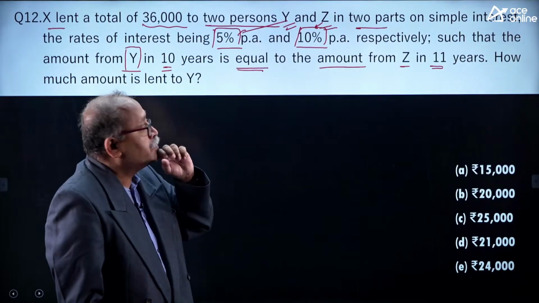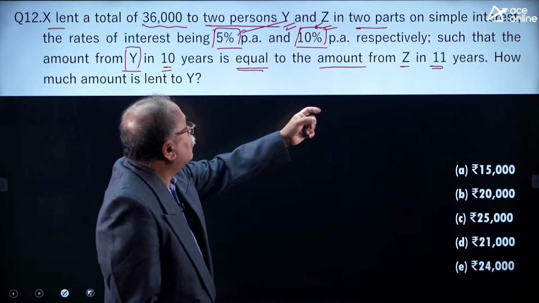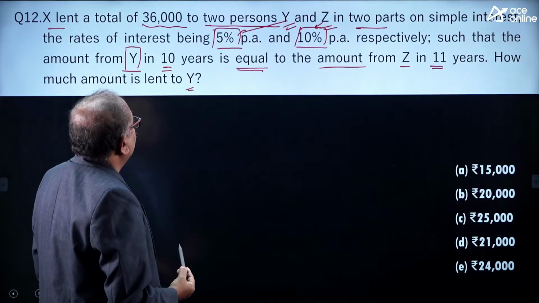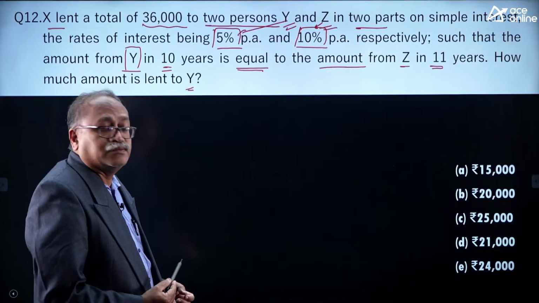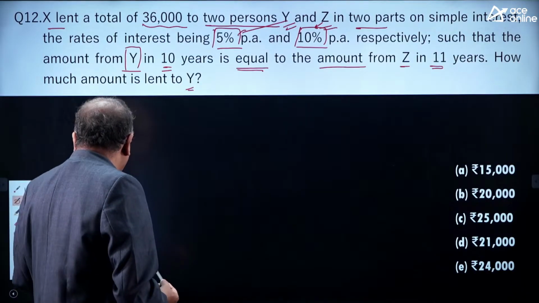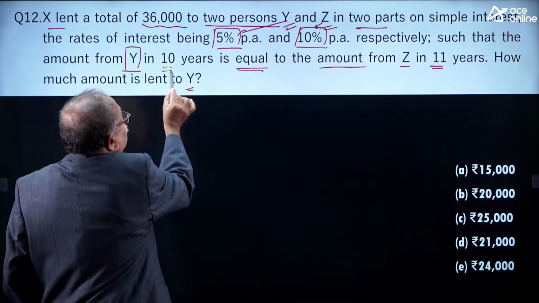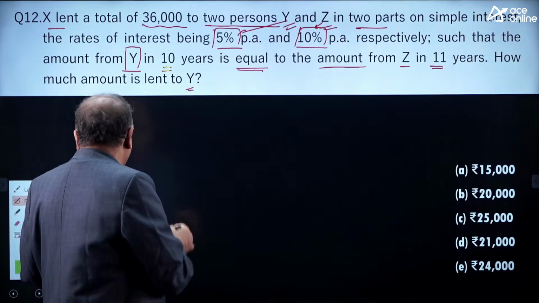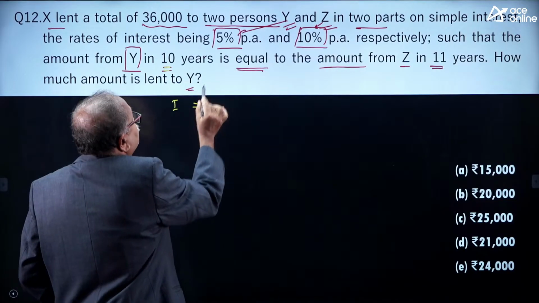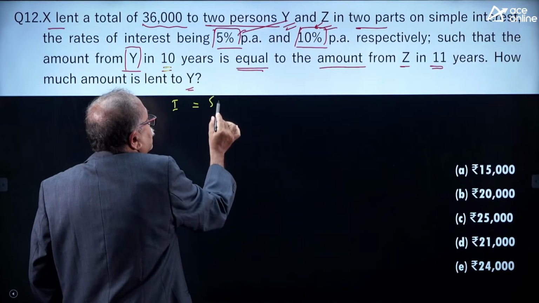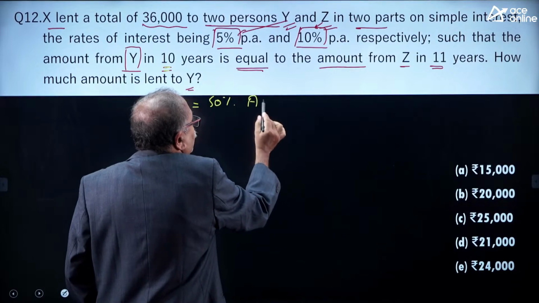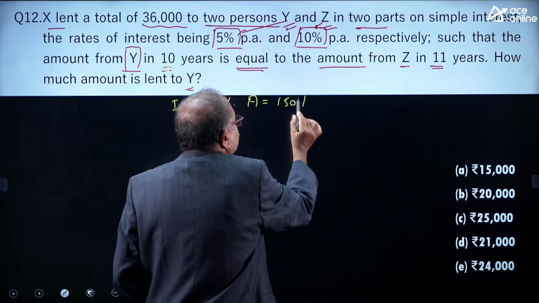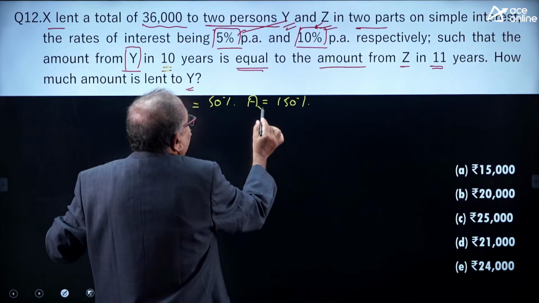So, here the amount is equal. Now, how much amount did he lend to Y? In other words, if it is 10 years at the rate of 5% per annum, how much will be the interest? The interest will be 50%, 5 into 10, because this is simple interest. And what will be the amount? Amount will be principal plus interest, that is 100 plus 50, 150%. This is the amount of Y.